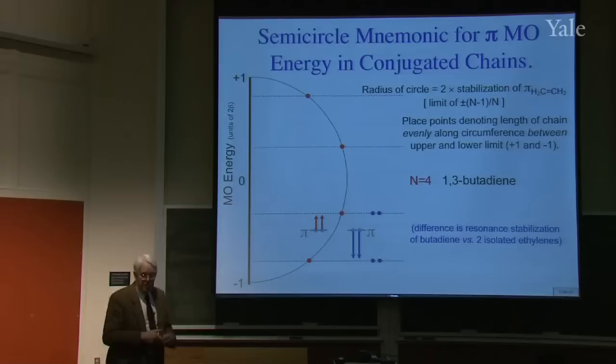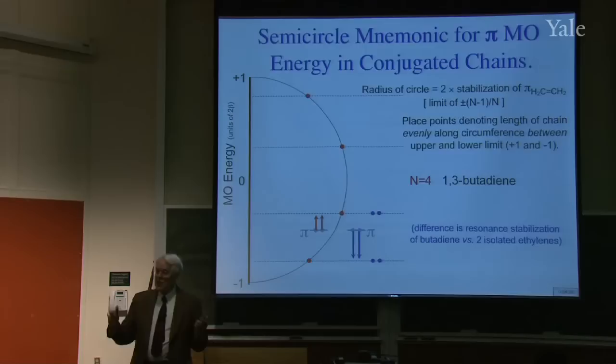But it's not as big. The difference between these two is not as big as how much those lowest two got stabilized in allyl. So that's why conjugation is worth more in these allylic intermediates, like 13 kilocalories per mole, than it is in a diene, because in the diene, some go up and some go down. Okay.